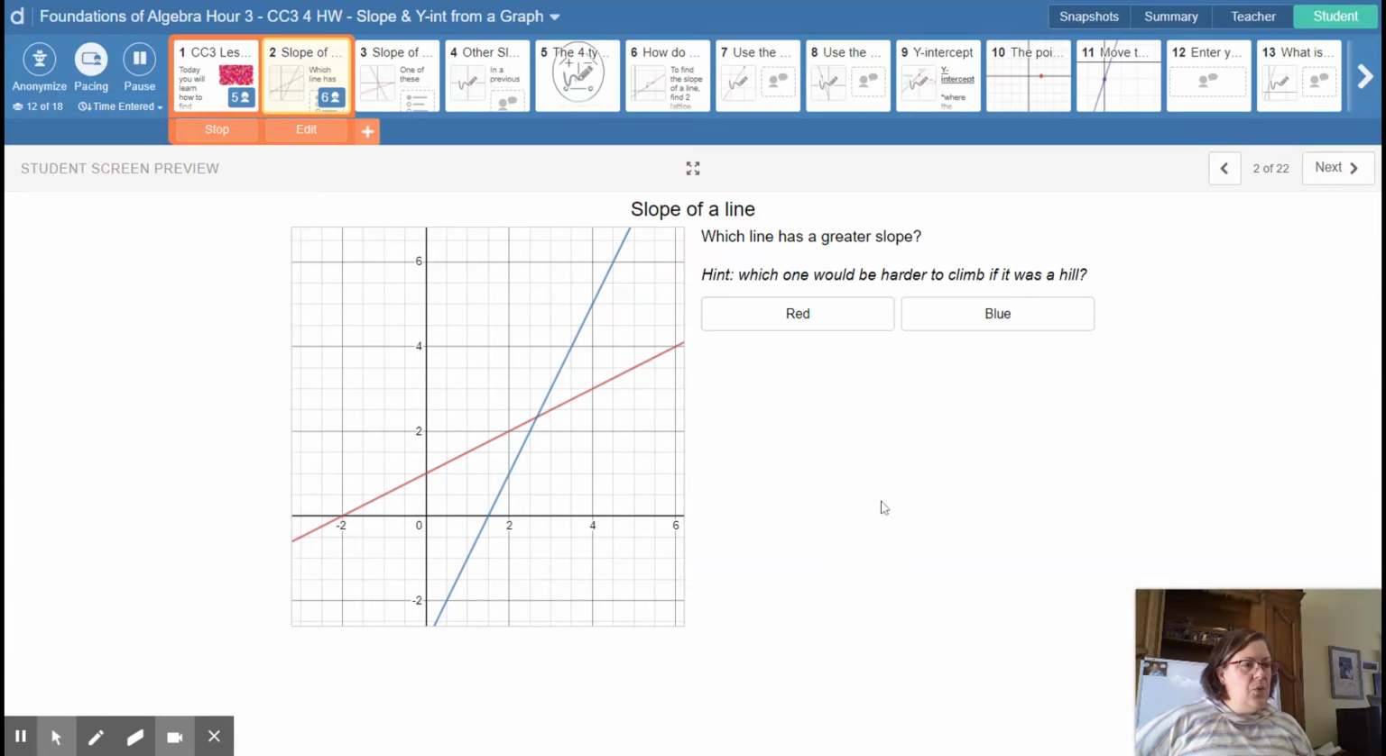Which line has a greater slope? Meaning, if you were going to start in this bottom left-hand corner and walk up those lines, which line would be more challenging for you to climb up? That's what the question is asking.